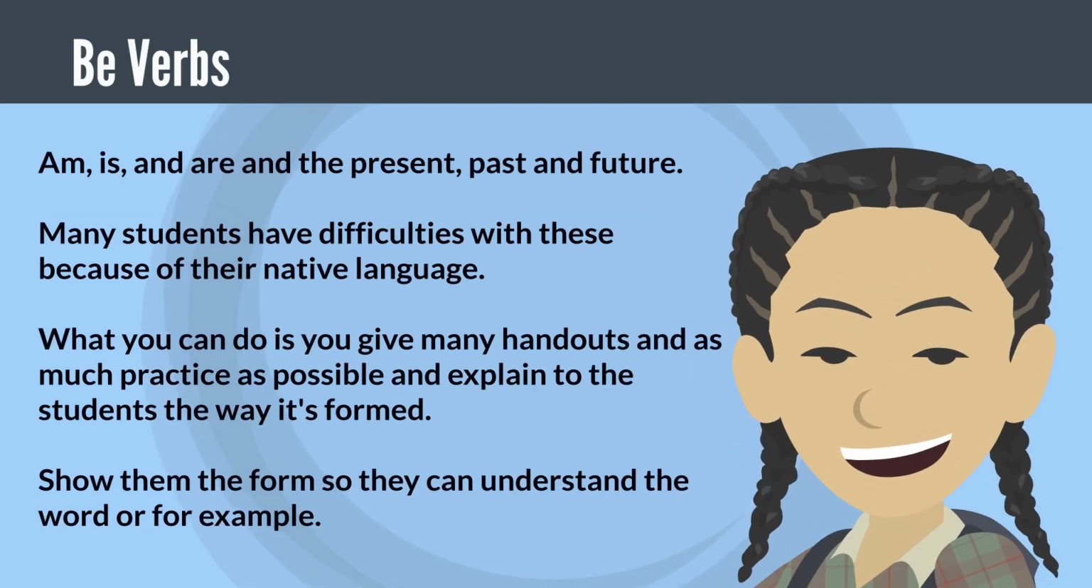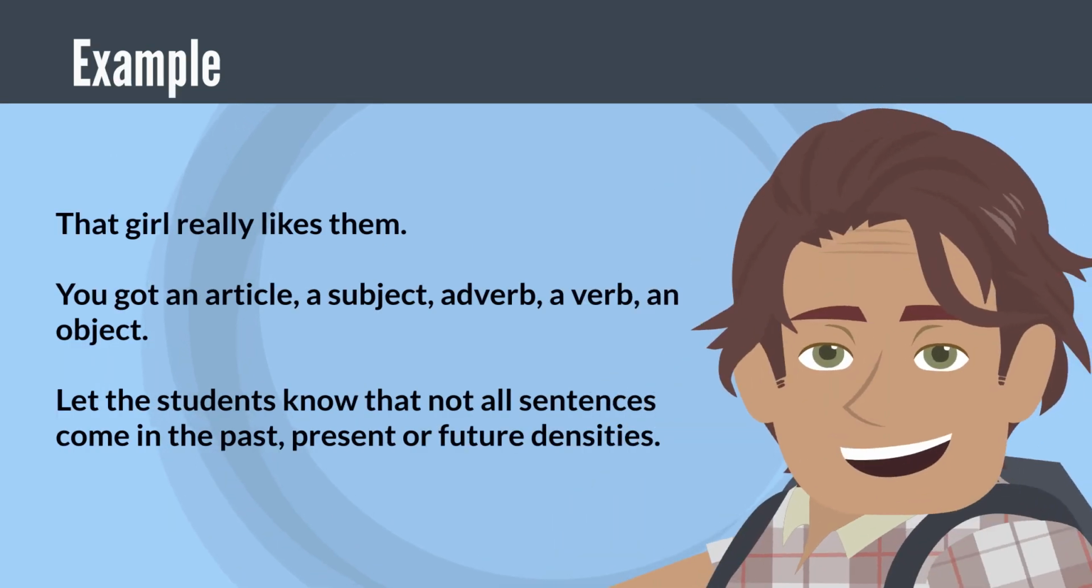Many verbs come in different forms and they're based upon the be verbs: am, is, and are, in the present, past and future. Many students have difficulties with these because of their native language. So what you can do is give many handouts and as much practice as possible and explain to the students the way it's formed. You can show them the form so they can understand the word. For example, that girl really likes them. You've got an article, a subject, an adverb, a verb, an object.